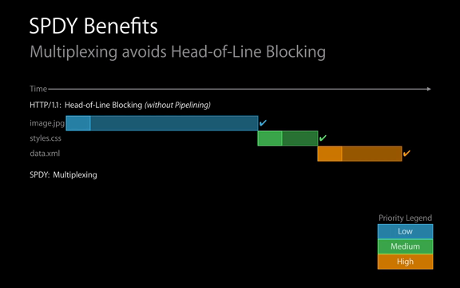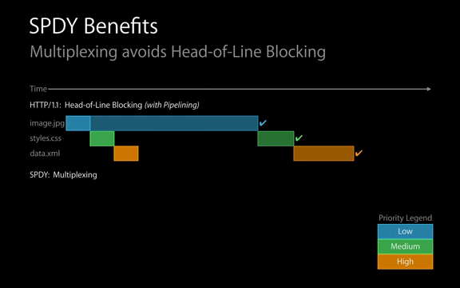Now, pipelining makes the situation a little bit better, but it doesn't get rid of head-of-line blocking still. So let's see what that looks like. Now, requests can get sent out one after another, but responses are still blocked by the previous response. And head-of-line blocking is still an issue even if you are using pipelining. So multiplexing changes that with SPDY.